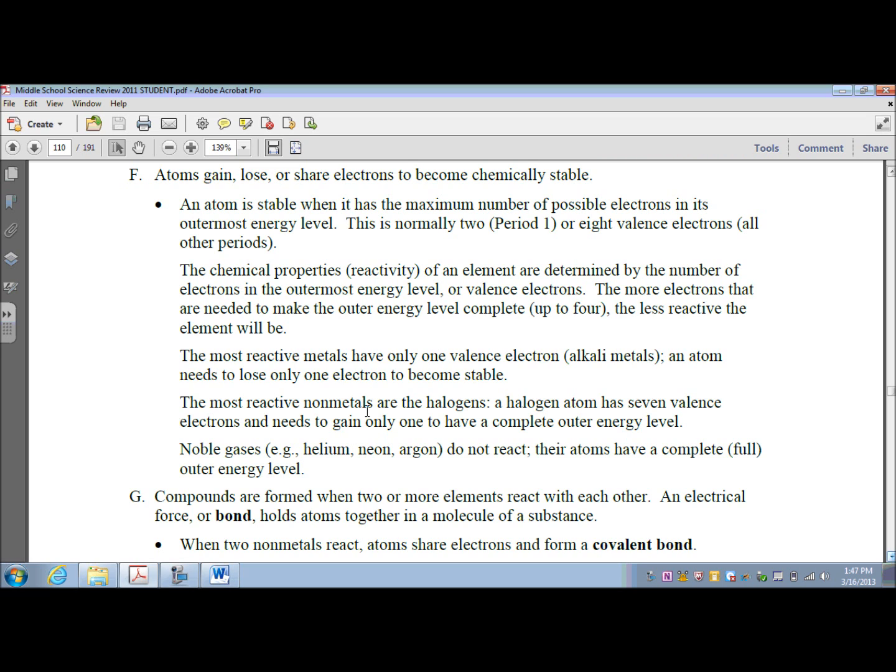The most reactive nonmetals are the halogens. A halogen atom has 7 valence electrons and needs only to gain 1 to have a complete outer energy level. The noble gases, such as helium, neon, and argon, do not react. Their atoms have a complete, full outer energy level.